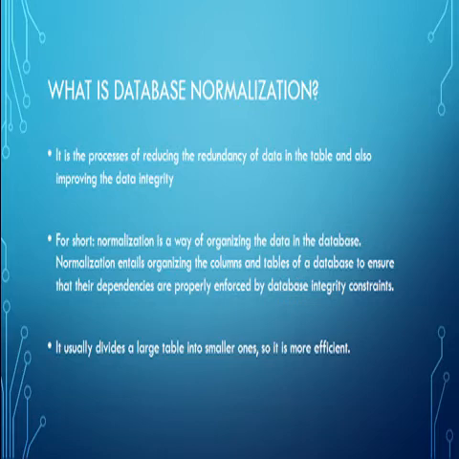Database normalization is the process of reducing the redundancy of data in the table and also improving the data integrity. It usually divides a large table into smaller ones, so it is more efficient. Or for short, normalization is a way of organizing the data in the database.